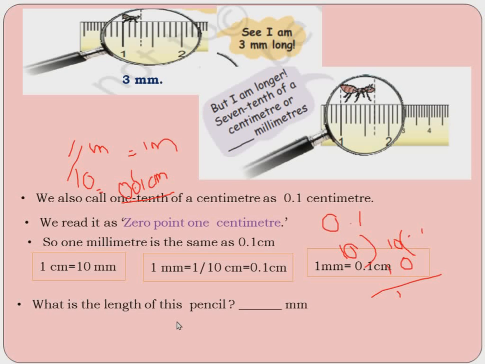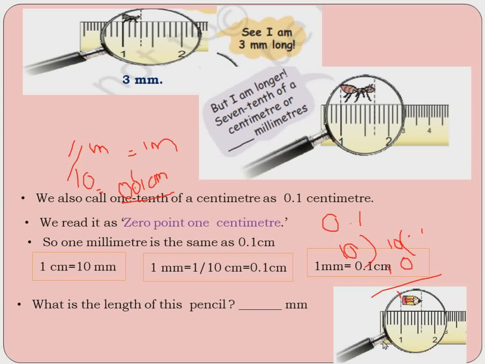Now what is the length of this pencil? They are asking what is the length of this pencil. Are you able to see this pencil? What is the length of this pencil? So see how much it is. 1, 2, 3, 4, 5, 6. So how much is it? 6 mm. It is 6 mm. From 1 we have started. If it started from 0, then we would say 1.6. But it started from here only. So that is 6 mm.